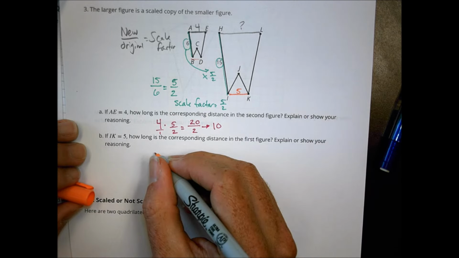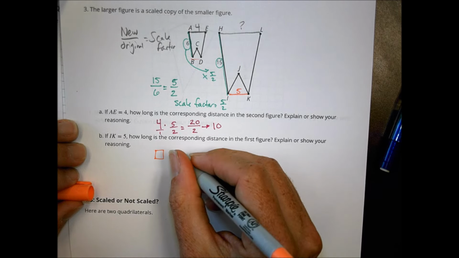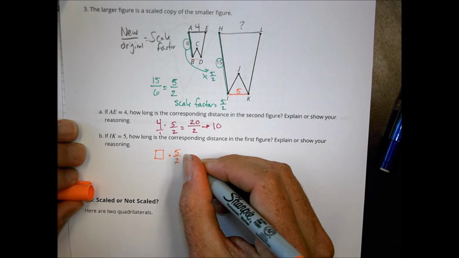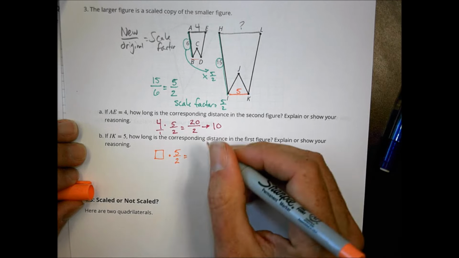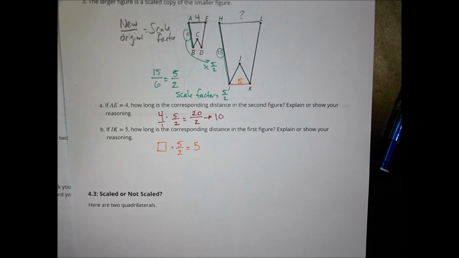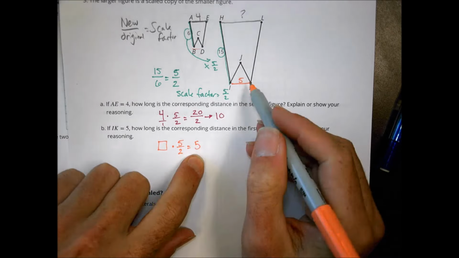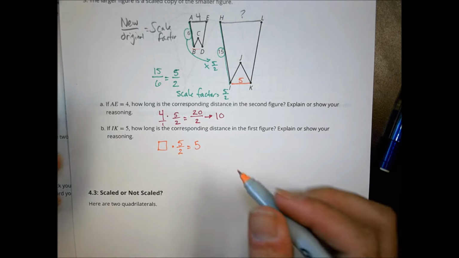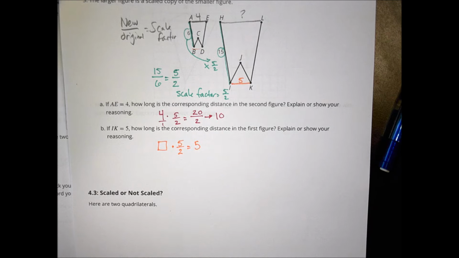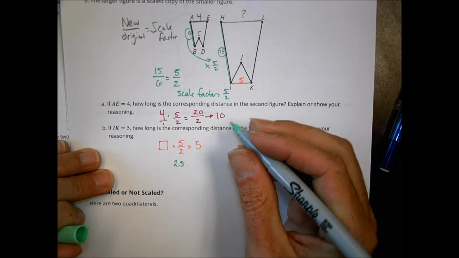Well, BD is my original, so I have some number, and if I multiply it by the same scale factor, 5 over 2, I end up with 5. So that's how we're setting up the second question here. A scale factor of 5 over 2 gives me the solution of 5. So I'm going to work backwards, going back the other way. 5 over 2 is also 2.5. You could think of it that way.